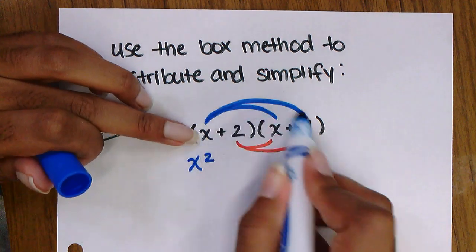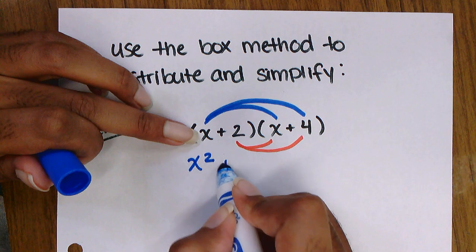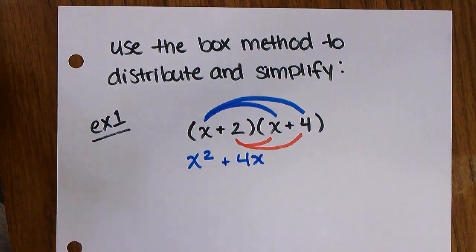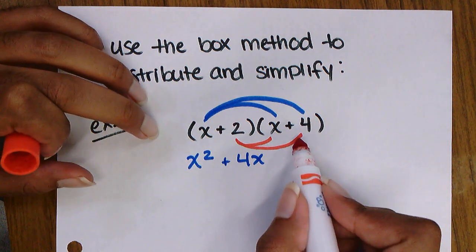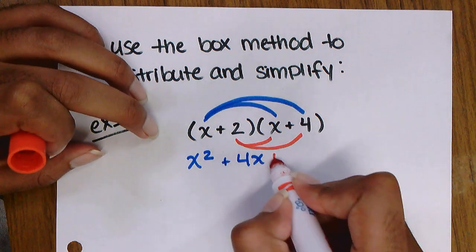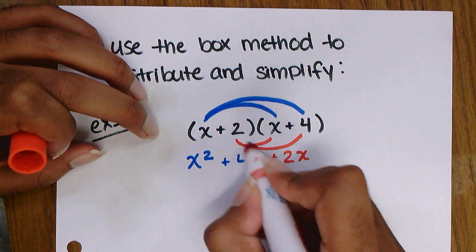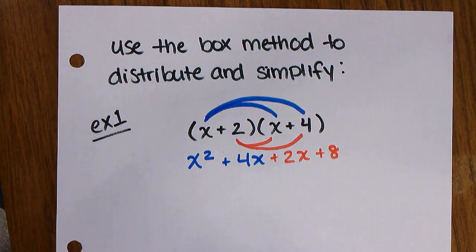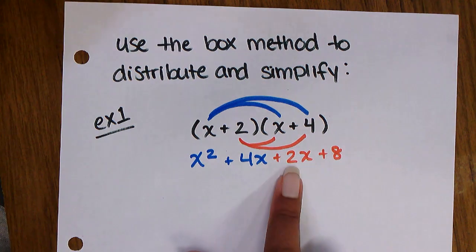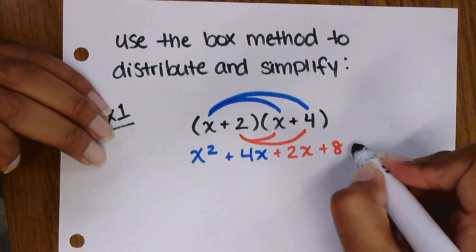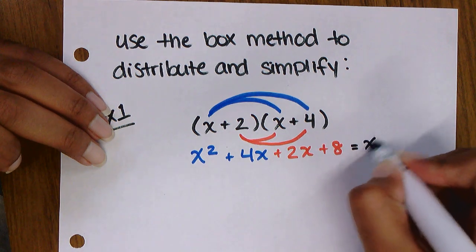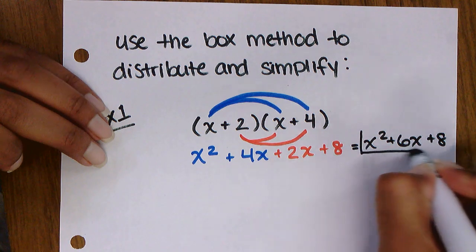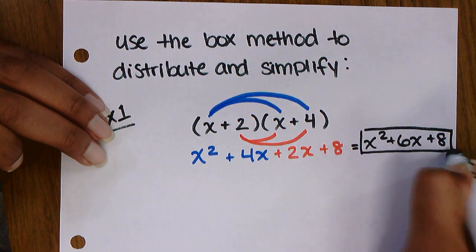and then x times 4, which is 4x, and then taking that 2, that second term, and distributing it to the second binomial, we would have 2 times x, which is 2x, and 2 times 4, which is 8. And then if we simplify like terms, 4x plus 2x is 6x, so we should end up with a final equation of x squared plus 6x plus 8. Okay? So that should be our final answer.